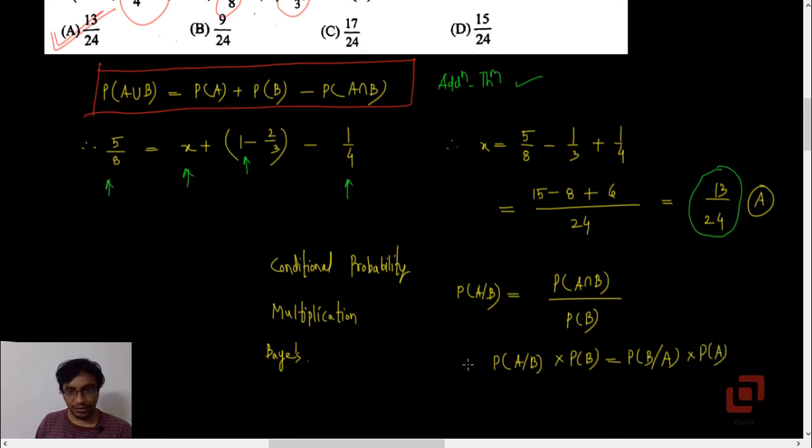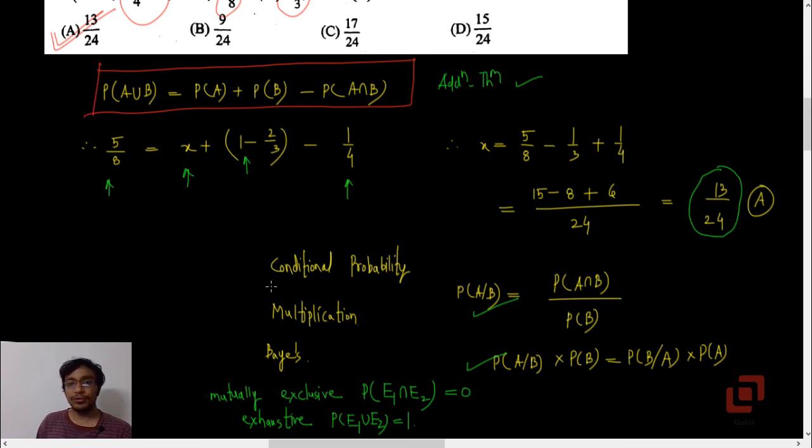And in the Bayes theorem you use this, but you also use what we call mutually exclusive events, where the probability of the events occurring simultaneously is 0, and exhaustive events where the union is the sample space, so their probability is 1. So you may revise conditional probability and the multiplication and Bayes theorem for this year's CET.